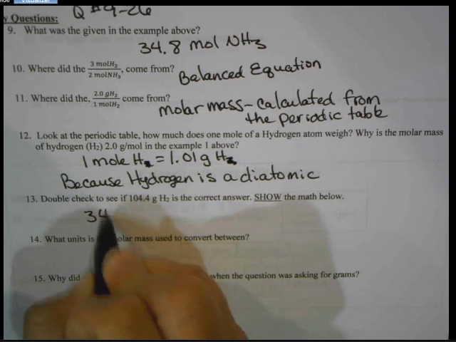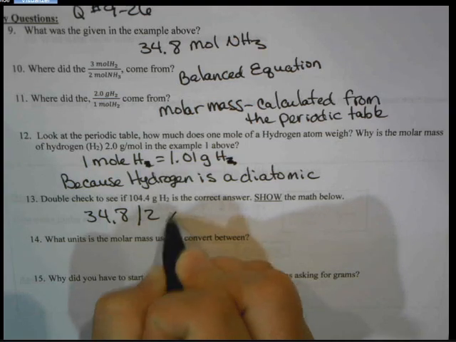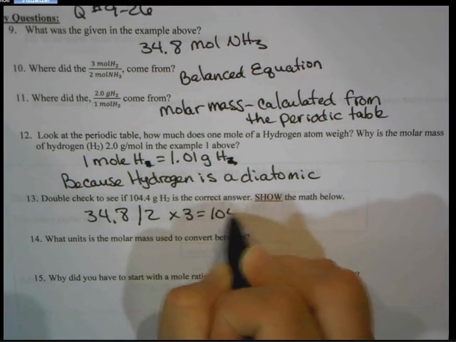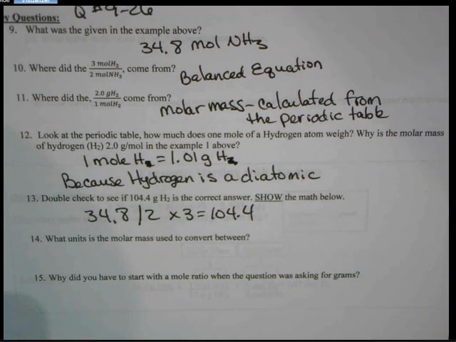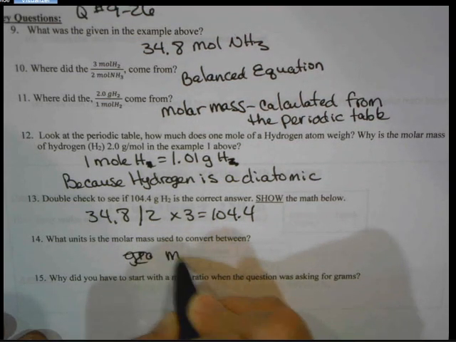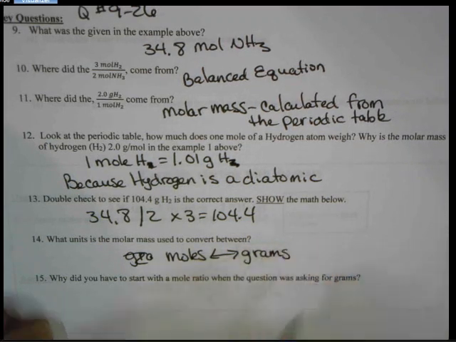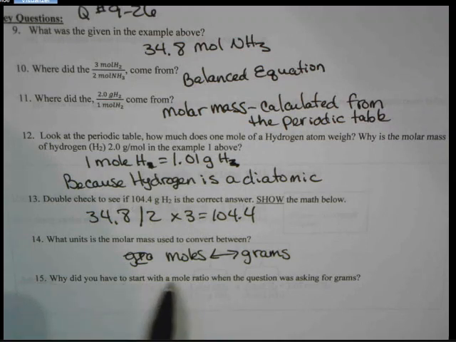So if you do 34.8 divided by 2 times 3, it will equal 104.4. Everything is good. What units is the molar mass used to convert between? Moles to grams or grams to moles. It goes back and forth. It's moles to grams or grams to moles. Why did you have to start with a mole ratio when the question was asking for grams? Why did I have to start with a mole ratio when it's asking for grams?